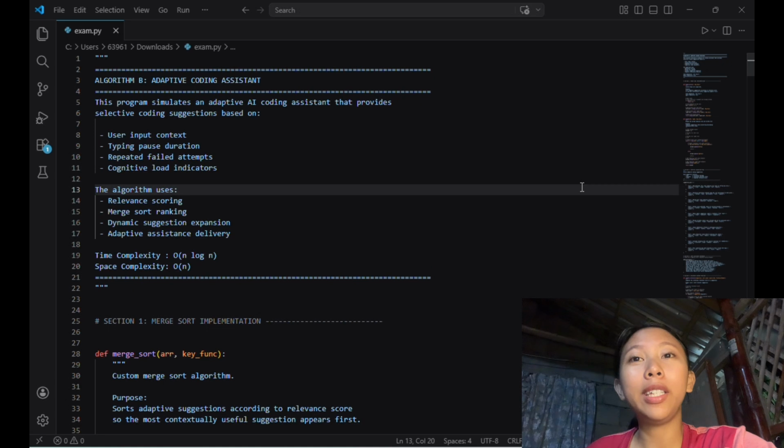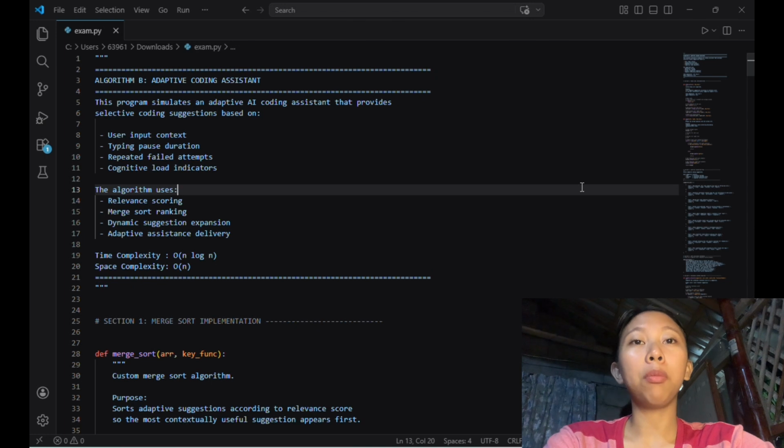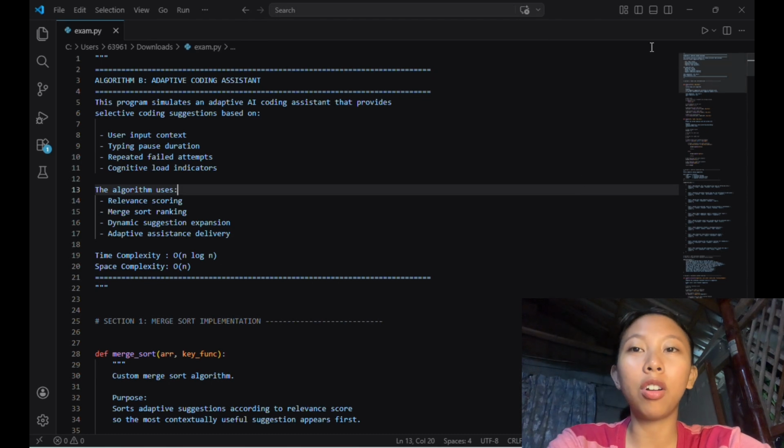So before we proceed, it is important to note that this is only a mini-project simulation of AI concepts. It is not a full artificial intelligence system, but a rule-based system that mimics adaptive behavior using predefined logic and scoring techniques. So let's start.